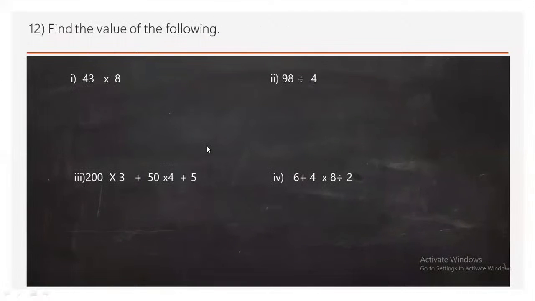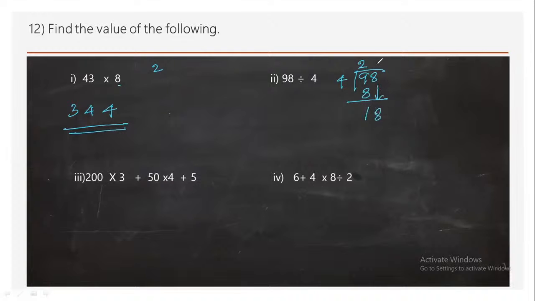Twelfth one. 8 times 3, 24. To remain in 8 times 4, 32. 32 and 2, 34. 98. Divide by 4. 9, how many 4s are there? 2. 2 times 4, 8, 1 remains. Borrow this 8, 18, how many 4s? That is 4. 4 times 4, 16, 2 remain. What is the answer? Answer is 24 and 2 remain.